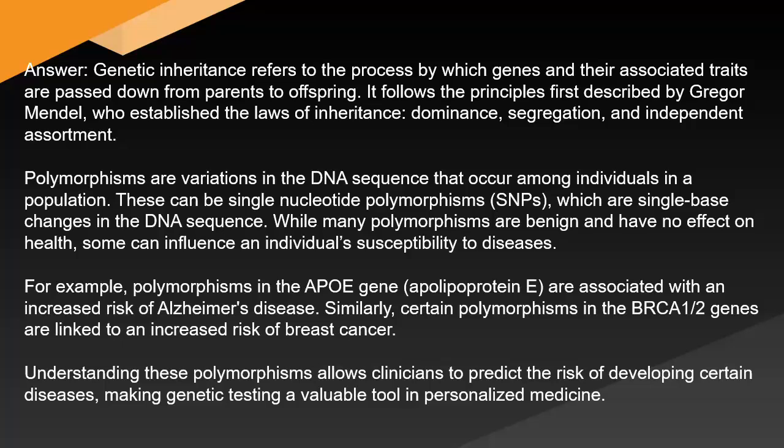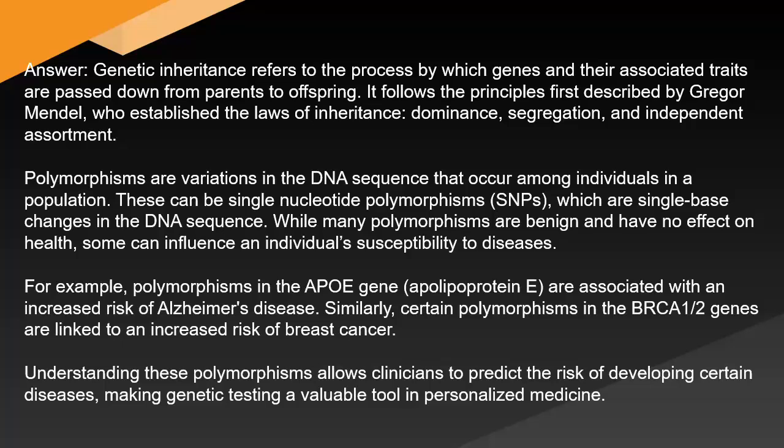dominance, segregation, and independent assortment. Polymorphisms are variations in the DNA sequence that occur among individuals in a population. These can be single nucleotide polymorphisms (SNPs), which are single base changes in the DNA sequence. While many polymorphisms are benign and have no effect on health, some can influence an individual's susceptibility to diseases.